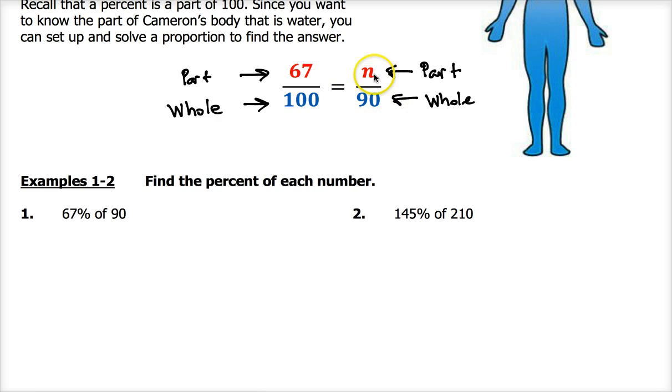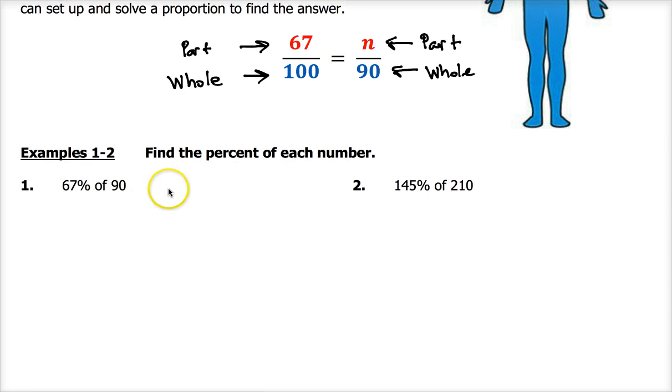So now we'll solve this proportion in just a moment, but we're going to do that here actually in example 1 below. So in these examples, both 1 and 2, we're going to find the percent of each number using proportions. So number 1, again, is asking us to find what 67% of 90 is. So to do that, we're going to set up a proportion that compares 67%, which again we would write in terms of a fraction as 67 out of 100, to a whole of 90.